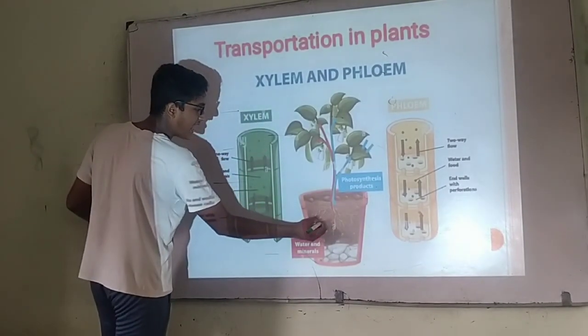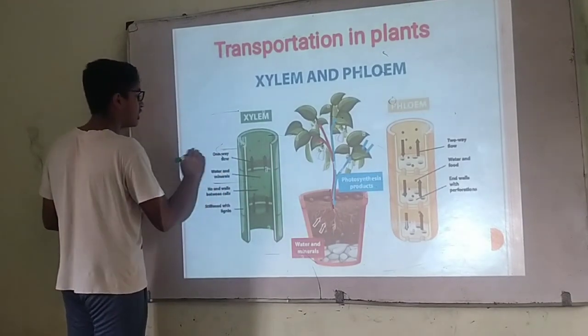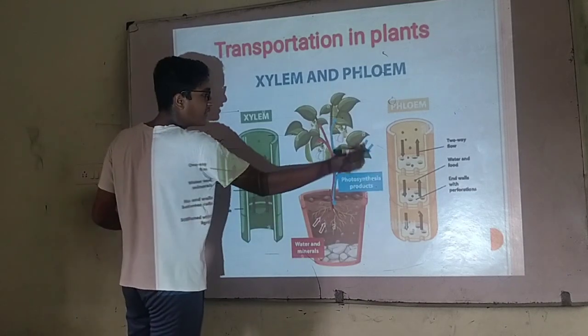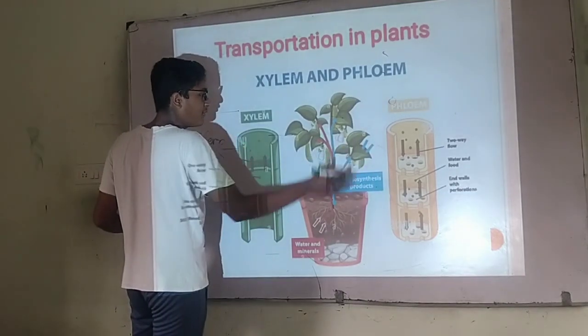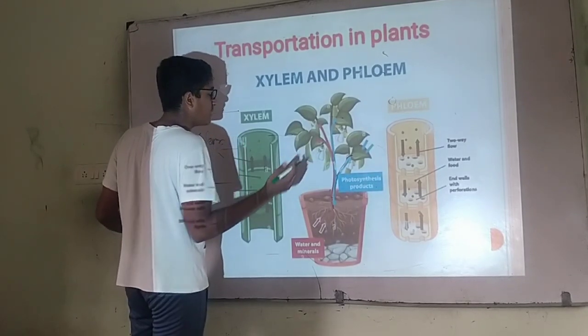From the roots, the plant takes in water and minerals which is transported throughout the plant body through xylem. Whereas after photosynthesis occurs in the plant, the food that is produced is spread all over the plant body by the phloem.